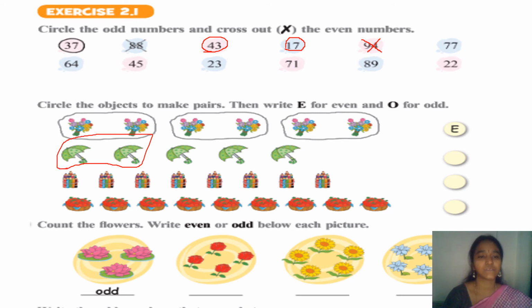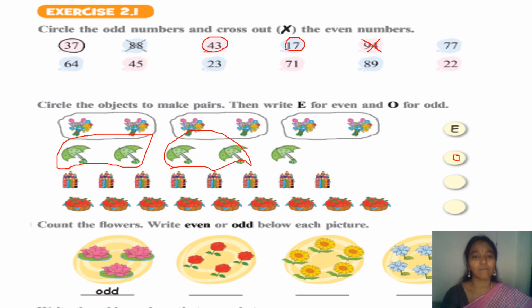So I am circling this. Next, these two make one pair. Yes, this umbrella has another one to pair it. No. So I have to write here what? O. O for odd. So I am writing O over here. Now these two remaining you have to do it for yourself.